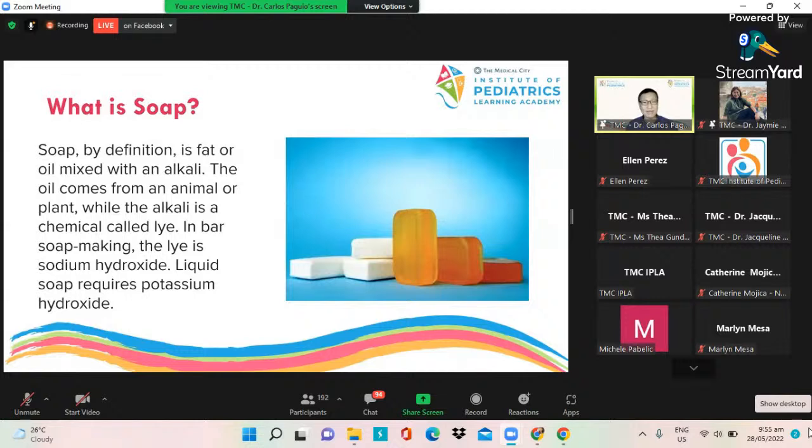Traditional soaps are made out of, noon, they get the fat of animals, animal fat. They put it in water, they boil it, and they get abo or apog, which is an alkali called lye. And when they mix it, pag nag-evaporate na yung tubig, ang kalalabasan nun, sabon or soap.